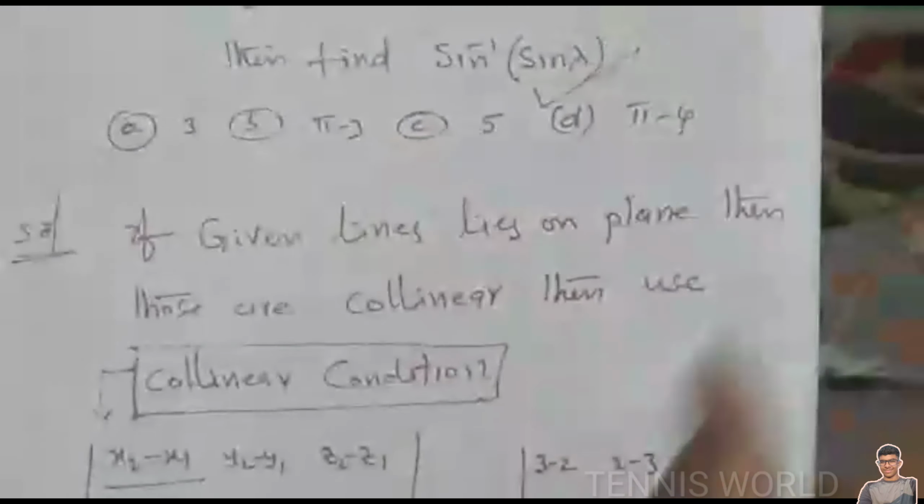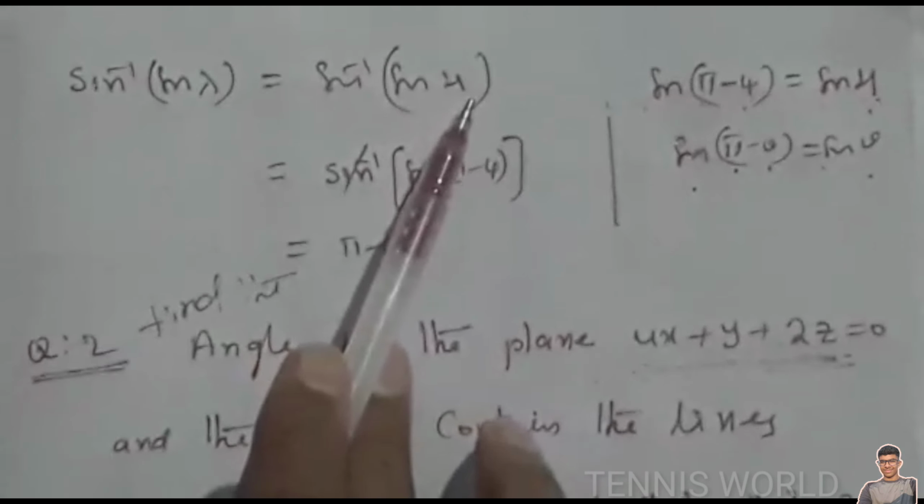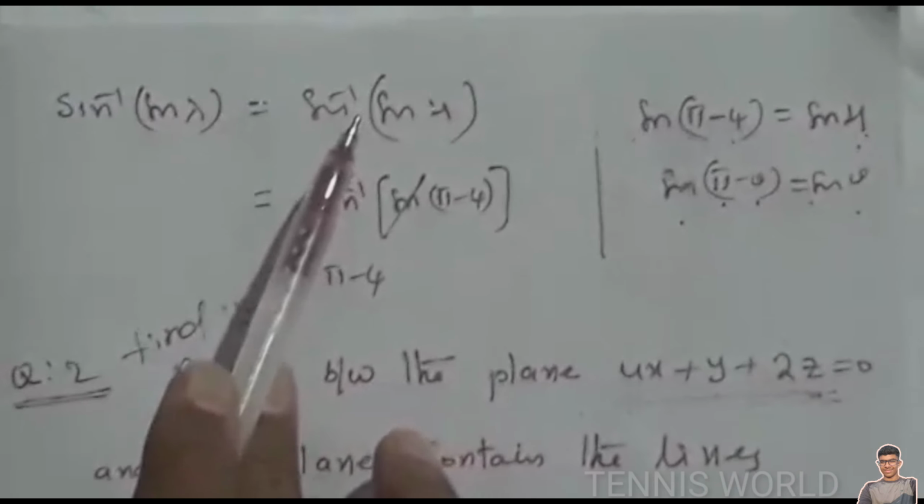Then you have to find the value of sine inverse of sine lambda. See this one: sine inverse of sine lambda. In the place of lambda, I got 4. Here we can directly cancel sine inverse and sine.